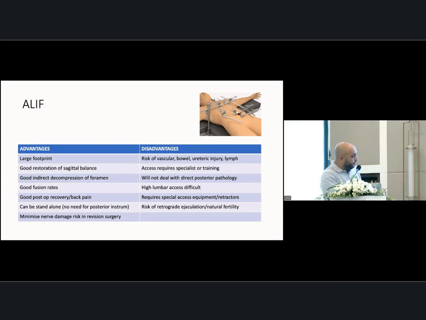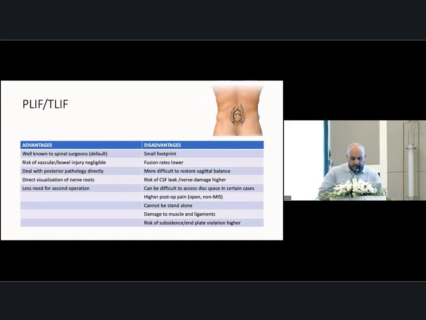Disadvantages, we spoke about the risk of injury in males of retrograde ejaculation. Vascular injury is much higher. You sometimes require an access surgeon. There are lots of factors with this. I'm going to try and plumb through this quickly.